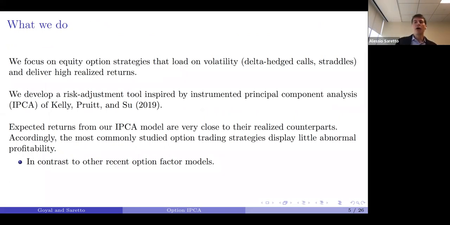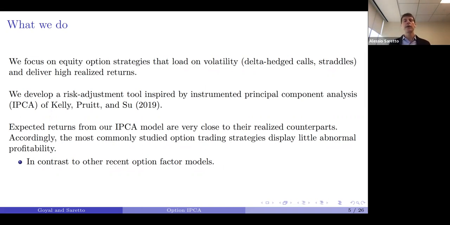So what do we do in this paper? We're going to focus on delta hedge call returns entirely in this presentation and mostly in the paper. Those are strategies that load on volatility. And we're going to develop a risk adjustment tool that is basically based on IPCA.